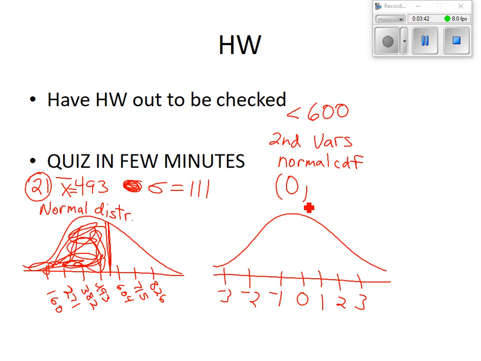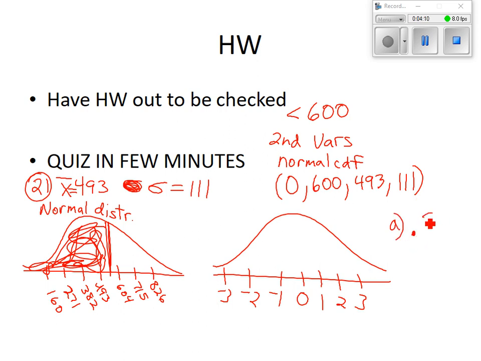If someone isn't listening to me at all right now and just says, I'm going to put in -10,000 every time, who cares? Go right ahead. It's going to do the same thing. What's our upper limit? 600. What's our mean? 493. And what's our standard deviation? 111.